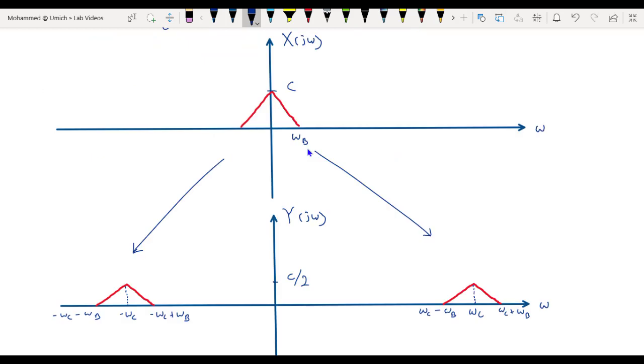If we look graphically at the spectra of X(jω) and Y(jω), here's X(jω) versus ω, and then here's the Fourier transform of the modulated carrier signal Y(jω) versus ω. And so as you can see, the spectrum of X(jω) has been shifted to the right to frequency ωc, and shifted to the left to a frequency of −ωc, as well as being scaled down by 1/2.